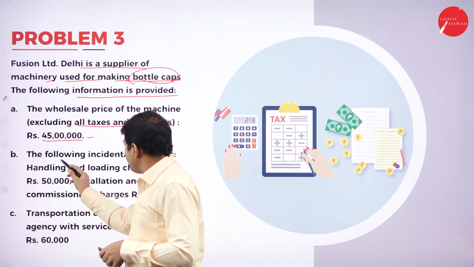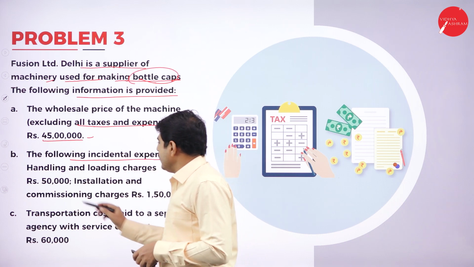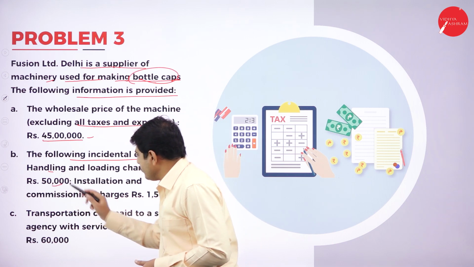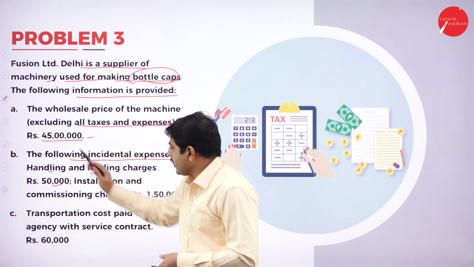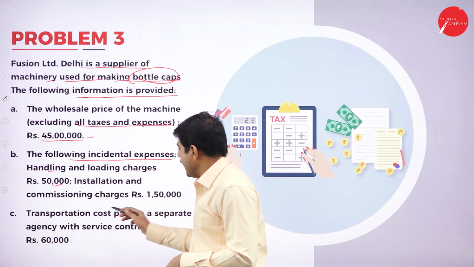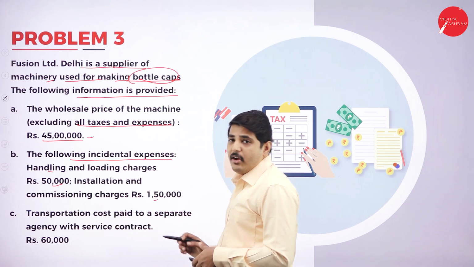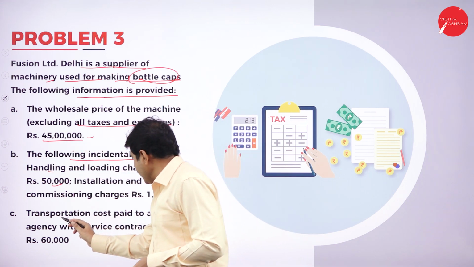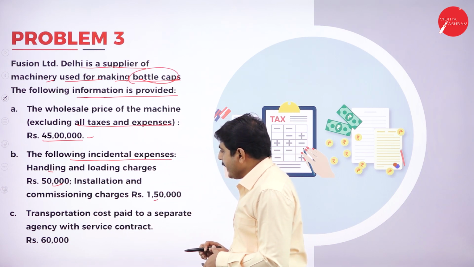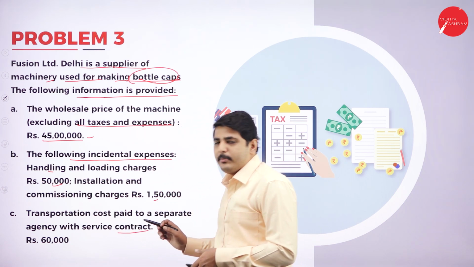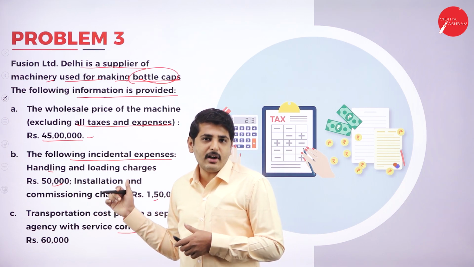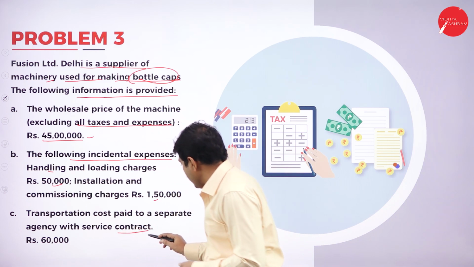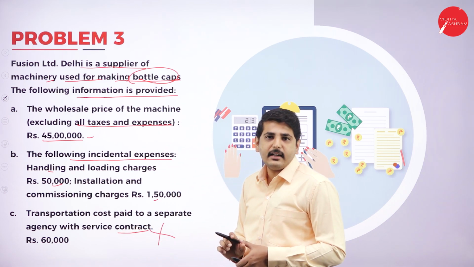Next one. Following incidental expenses are handling and loading charges rupees 50,000. We should add it to the 45 lakh. Next one, installation and commission charges rupees 1,50,000. We should add to the 45 lakh. Next one, transportation cost paid to a separate agency with service contract. What do you mean by that? It is a separate agency. It is not related to the purchaser or buyer. So, it is a third person. So, we should not add this item. We should neglect this item.